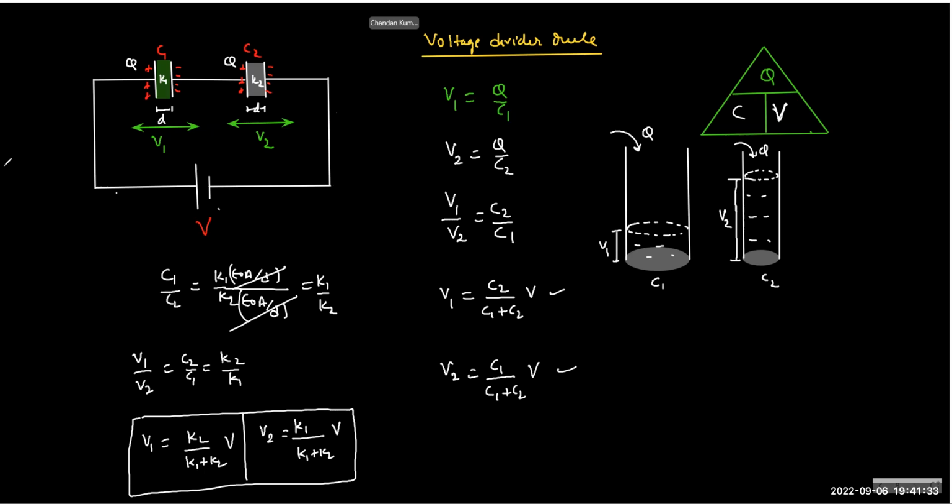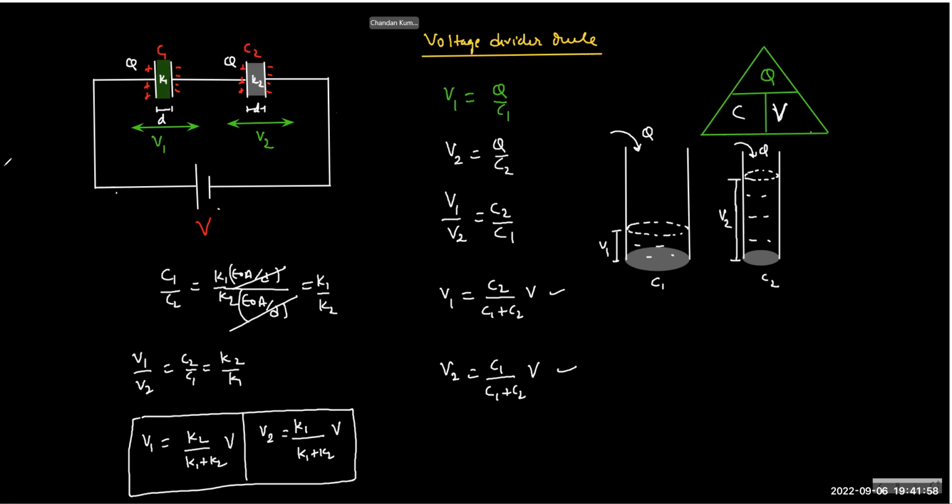So if all buckets are given the same amount of water, then the bucket with the least base area will have the maximum height. That's logical. So this water analogy is very powerful to help you visualize capacitor questions. All right. So if I give you multiple capacitors with the same height, what does it mean? What is the same for all?